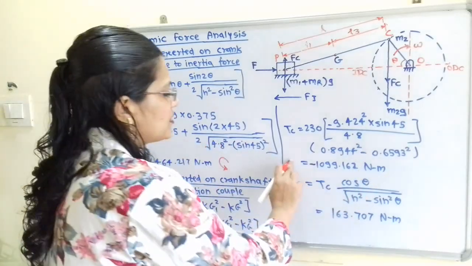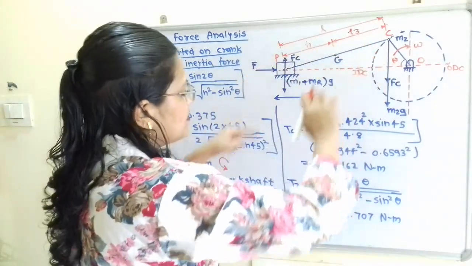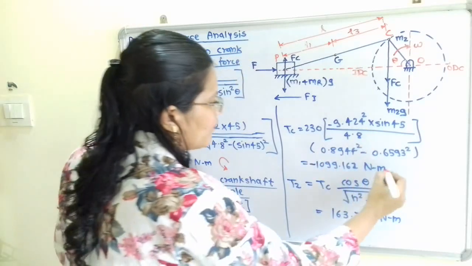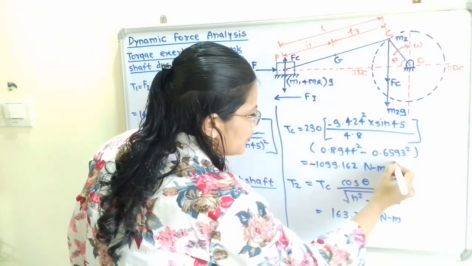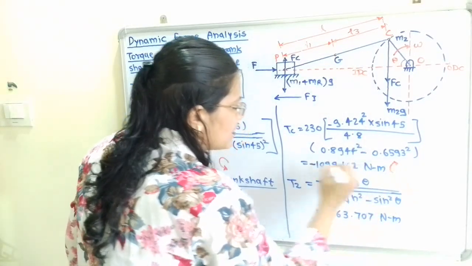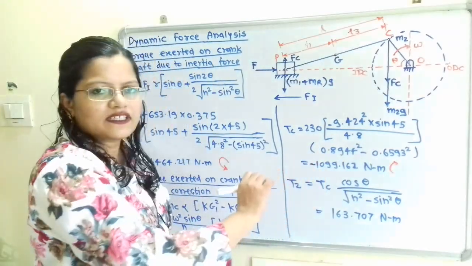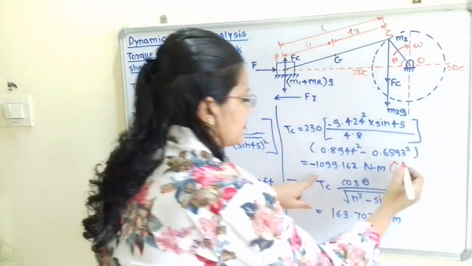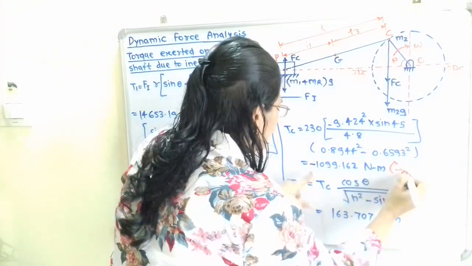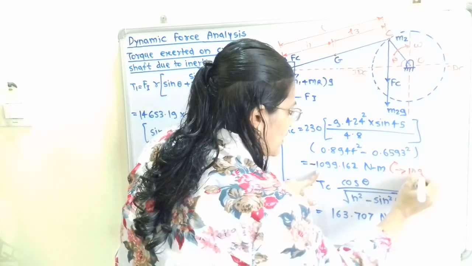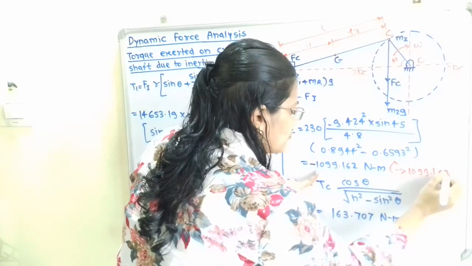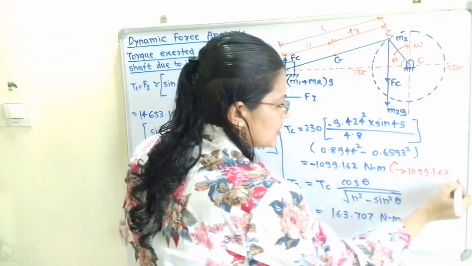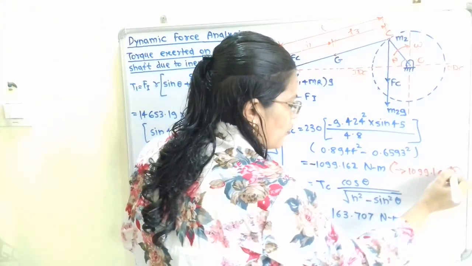Now what is the direction? The direction for this Tc, the torque of the correction couple, is clockwise. So we will show here the clockwise direction. But if we want to cancel this negative sign, then we can write this the other way. I will write here the answer, that is Tc is 1099.162, and because we have cancelled this negative sign, we have to change the direction, that is anti-clockwise direction.